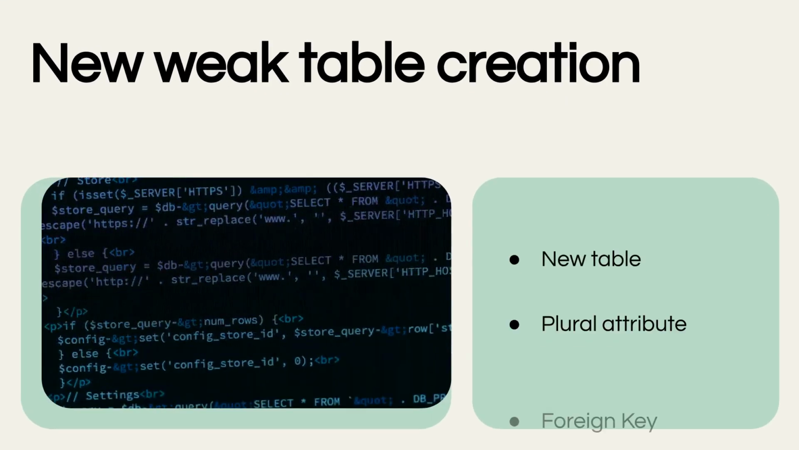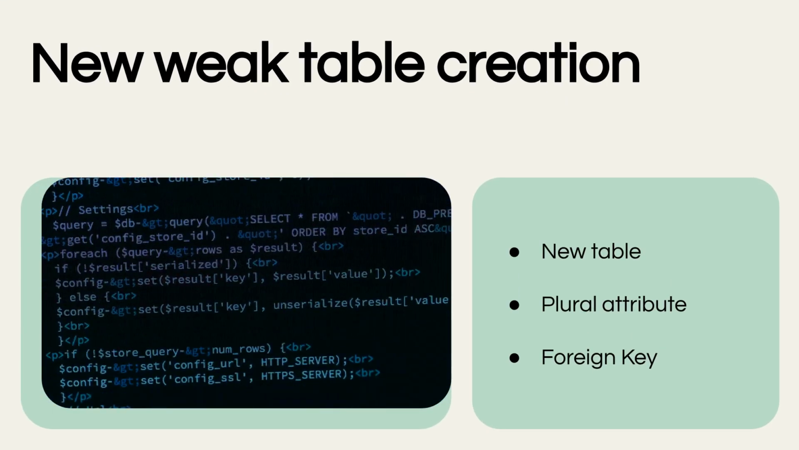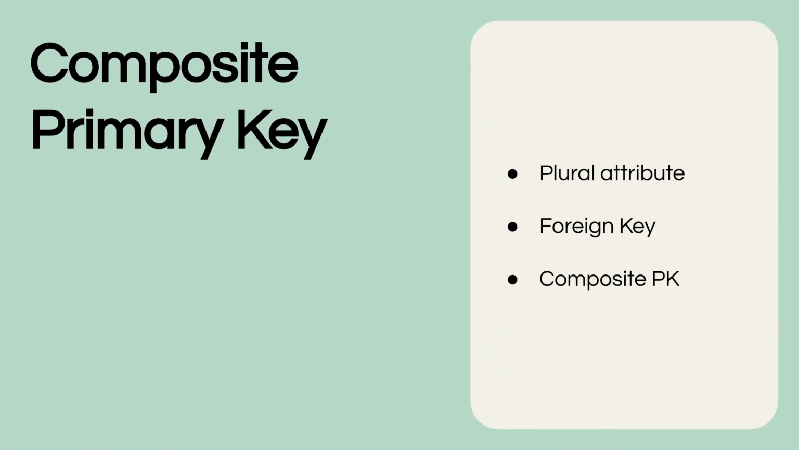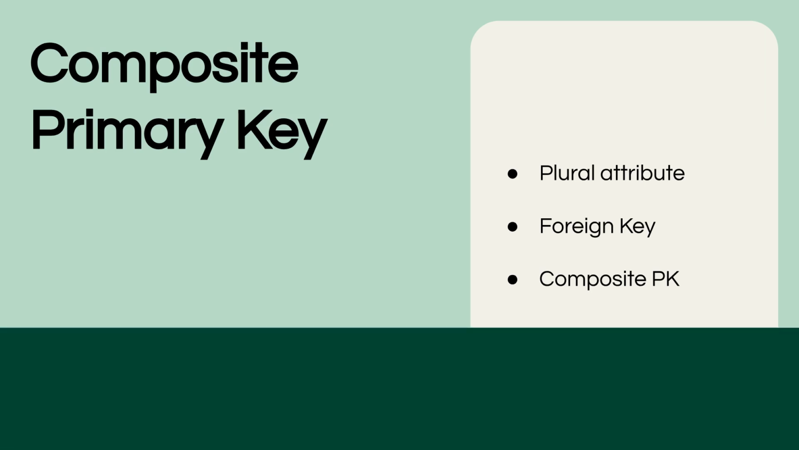A new weak table is created to hold the plural attribute, along with a foreign key that references the initial entity's table. The primary key of this new weak table is a composite key, made up of the plural attribute itself and the foreign key referencing the initial table. If the entity is passenger with plural attribute phone number, what would the new table name be?